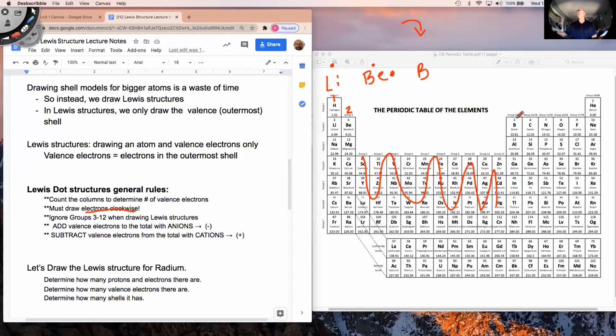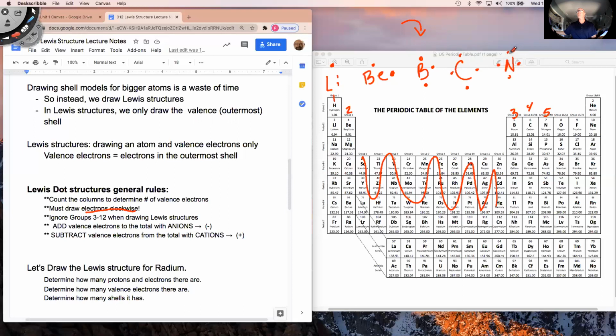How many valence electrons for boron? That's right, 3. All right, and we would draw them 1, 2, 3. And then carbon. Carbon has 4 valence electrons: 1, 2, 3, 4. Nitrogen has 5 valence electrons: 1, 2, 3, 4, 5.